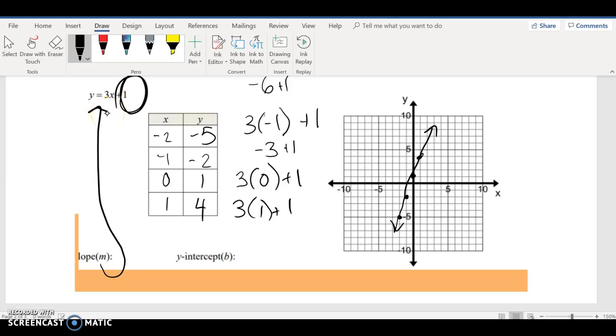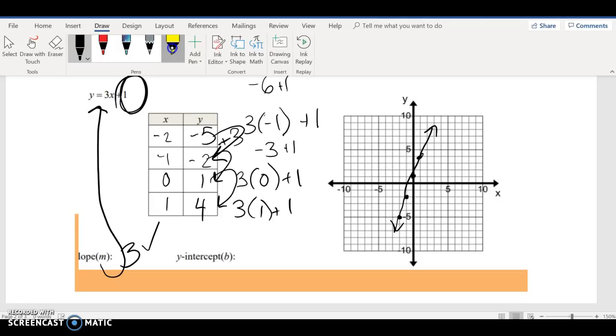We know that in mx plus b, m is my slope, so it should be 3. You can check your work again by looking over here to see, am I going up 3 each time? Well, -5 plus 3 is -2. -2 plus 3 is 1. 1 plus 3 is 4. So yes, my slope is correct.